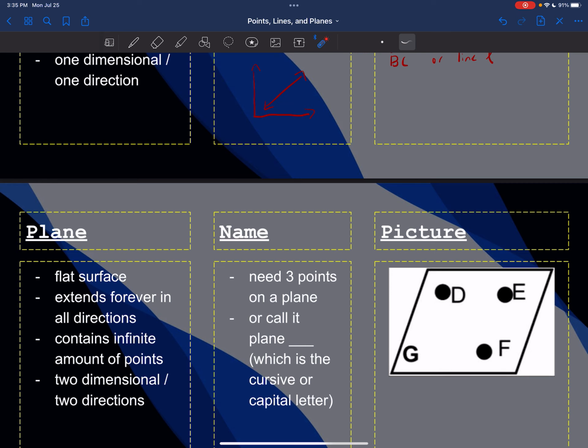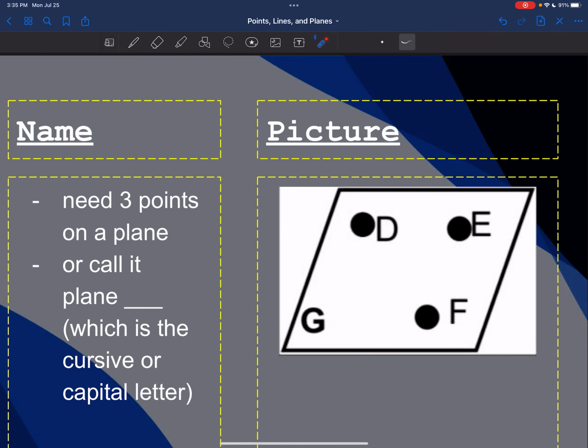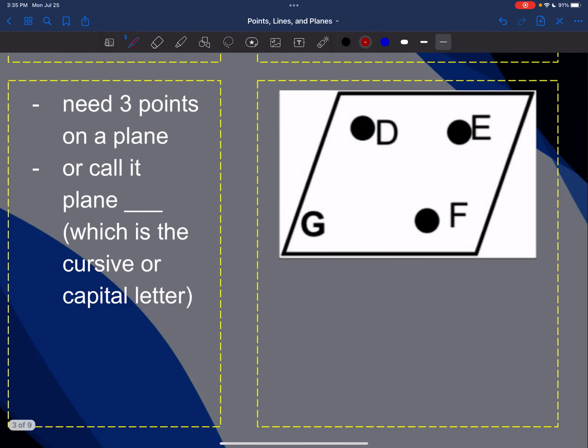So let's take a look at this particular picture. We have some sort of rhombus or whatever, or it can be a square, or I don't know, a rectangle. This is a plane, and in order for me to name this plane, I just need to have 3 points. Well, here's a point, here's a point, and here's a point. 3 points right there.